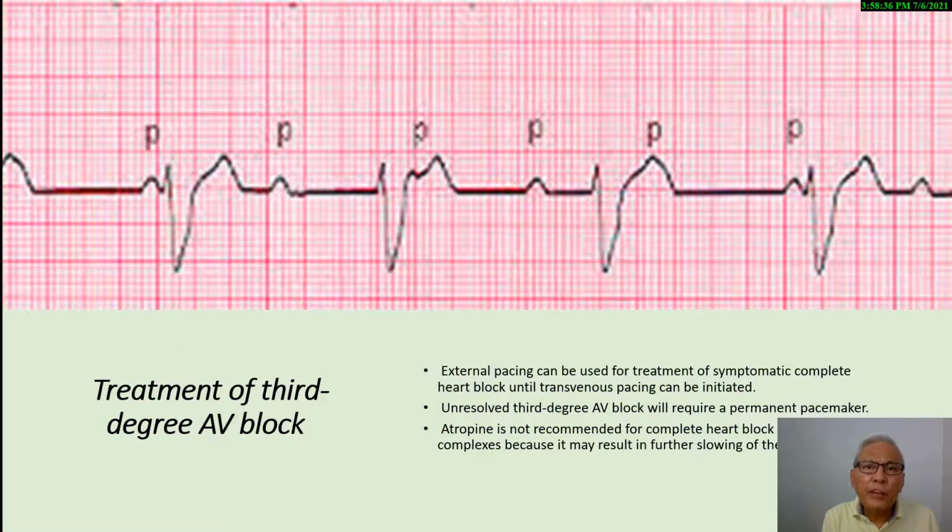Because of the advanced degree of block and the decrease in heart rate, third-degree AV block is an emergency. The treatment for third-degree AV block includes external pacing, and this could be used for treatment of symptomatic complete heart block until such time that a transvenous pacemaker can be inserted. In the event that the third-degree AV block is going to be unresolved, as a result of a complication of myocardial infarction or otherwise, then the patient will require a permanent pacemaker.